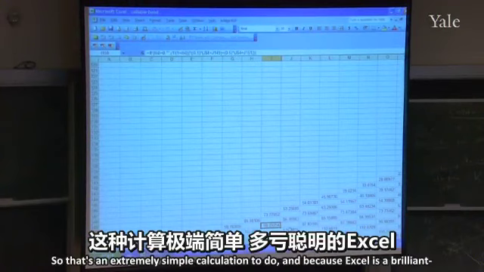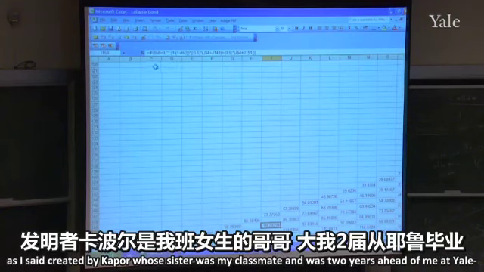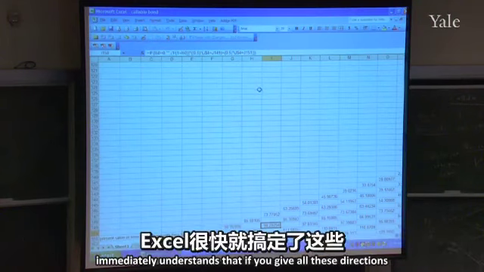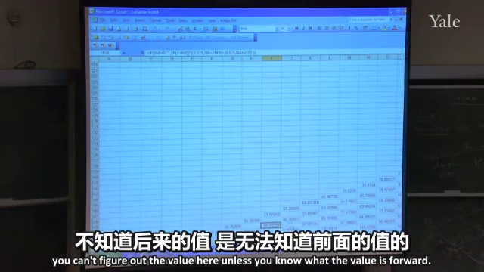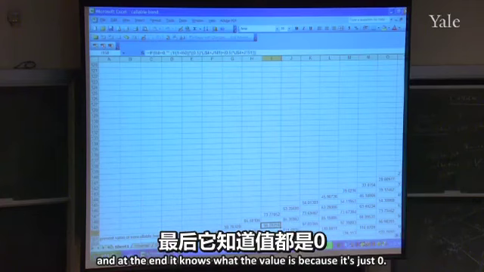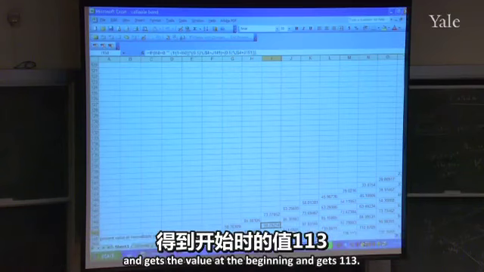So that's an extremely simple calculation to do, and because Excel, you know, is brilliant, as I said, created by Kapoor, whose sister was my classmate and was 2 years ahead of me at Yale. You know, Excel immediately understands, he called it Lotus, that if you give all these directions, you can't figure out the value here unless you know what the value is forward. So Excel understands that you should keep going forward and starting at the end. And at the end, it knows what the value is because it's just 0. So having got the value 0 at the end, it then works backwards all the way through the tree and gets the value at the beginning and gets it 113.